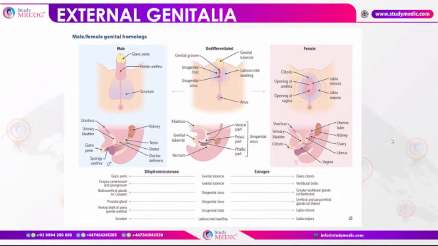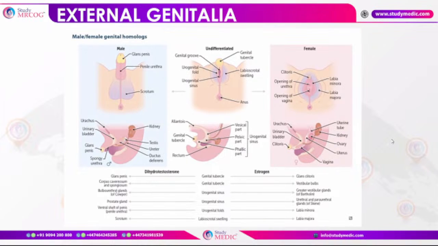It also forms the corpus cavernosum and the spongiosum in the males, whereas in females, the homologue is the vestibular bulbs. Coming to the urogenital sinus, it is going to form the bulbourethral gland or the Cowper's gland in males. The homologue is the Bartholin gland or the greater vestibular glands in the females. The other structure, it forms the prostate gland in the males, and the homologue is the Skene's gland or the urethral and the paraurethral glands in females. So this question can either be targeted at the embryological point of origin or the homologues between the male and the female. Both can be expected in exam.